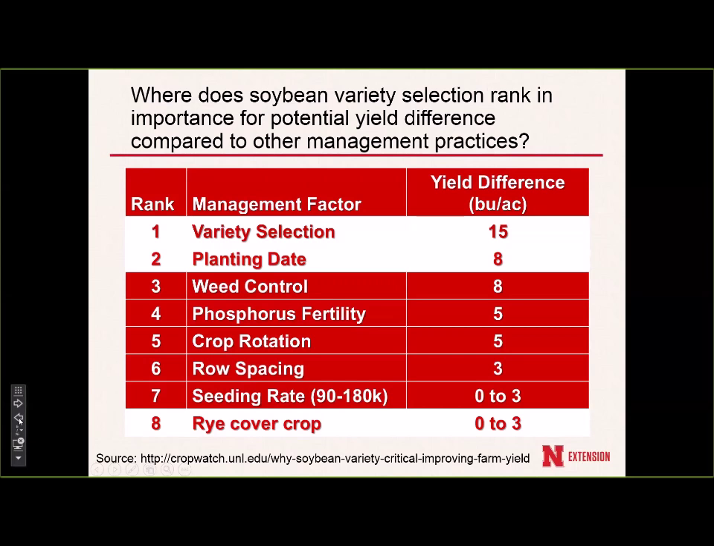Planting date, we're going to talk a little bit about that. That's right up there, and I'll show you some data on that. And then we have all these other ones. Weed control, that's come up today, right? That can affect yield quite a bit. Phosphorus fertility, crop rotation, row spacing, seeding rate. And then last, I'll cover some information from on-farm research studies that we've done with some of you in the room and in the region. How did it affect soybean yield when we had a cover crop before? Field-length trials, replicated, randomized on producers' fields with their equipment.